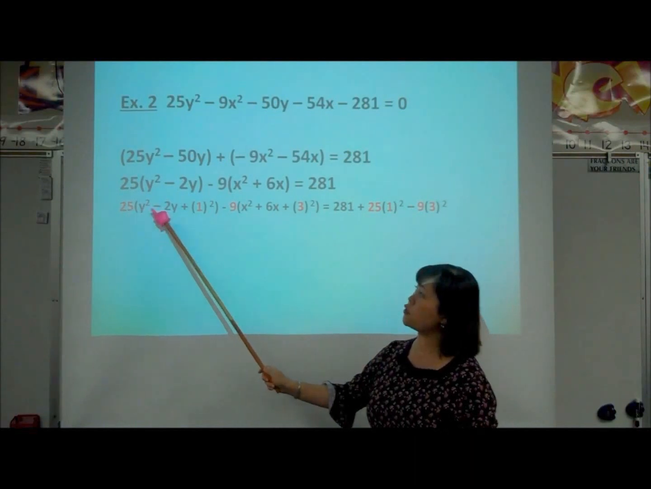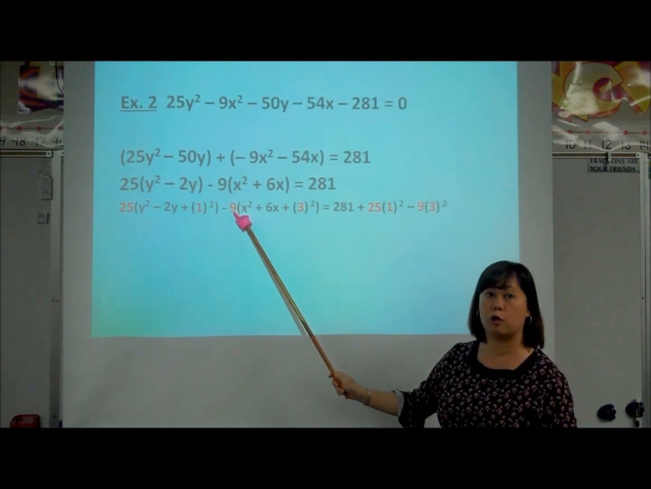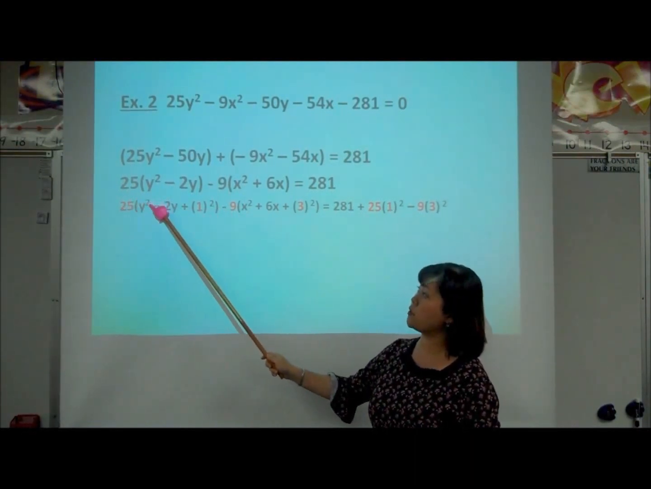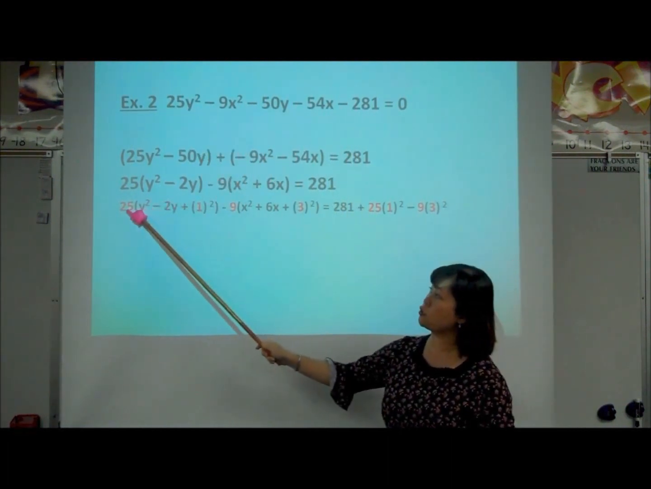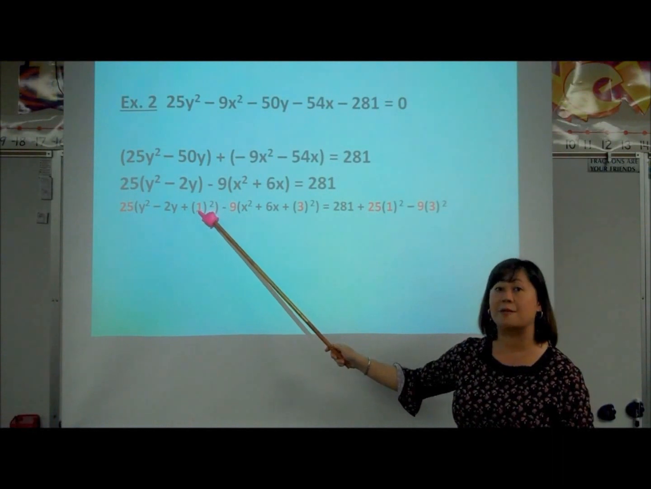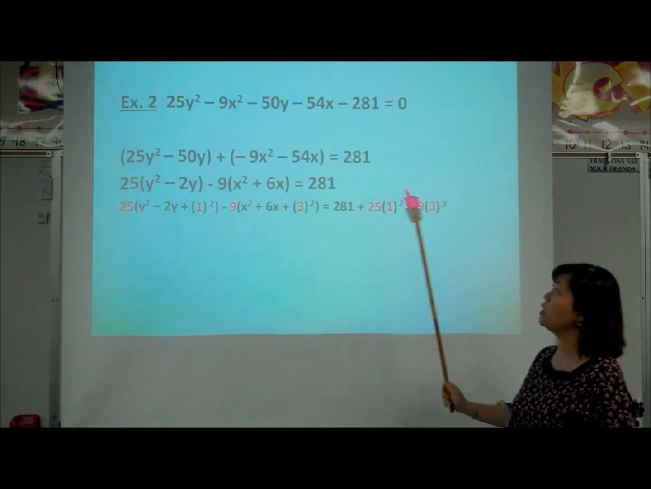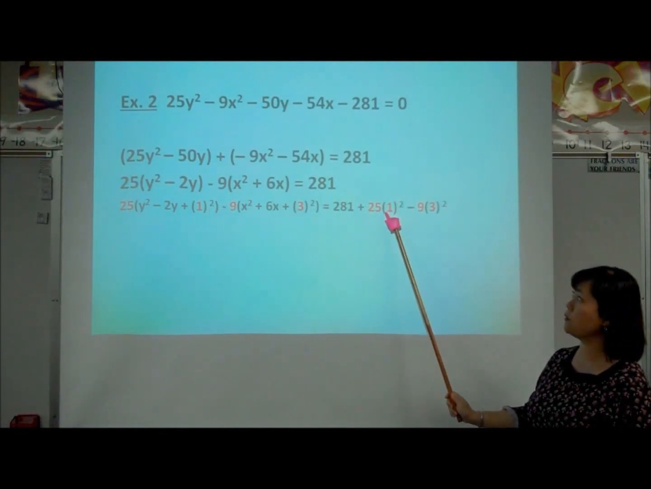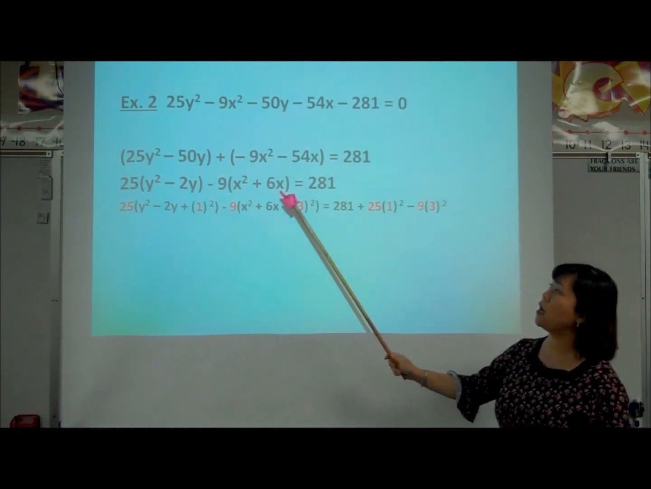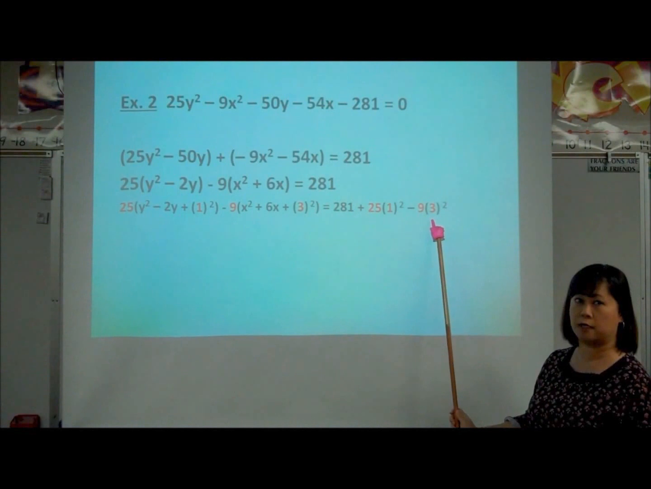Because I have a coefficient right here, I have to include the coefficient, because remember, when you distribute this back, it should go back to this original form. And again, if I distribute 25 times 1 squared, that's something that was created. So I have to get rid of it on the other side. So it's 25 times 1 squared, got to get rid of it. And then negative 9 times 3 squared, have to get rid of it as well.